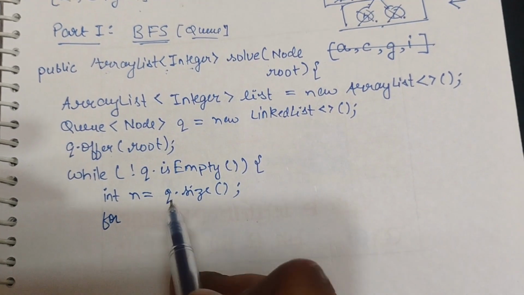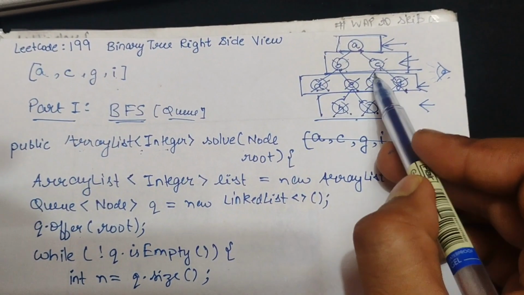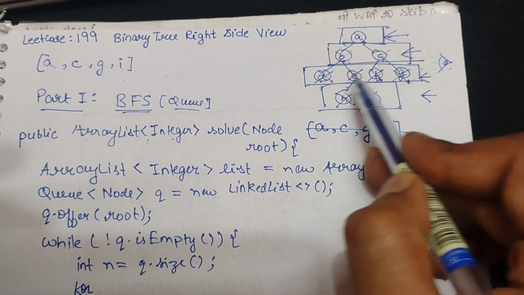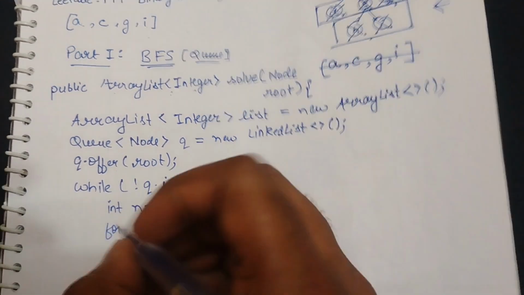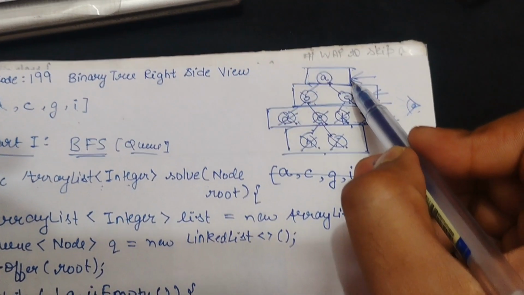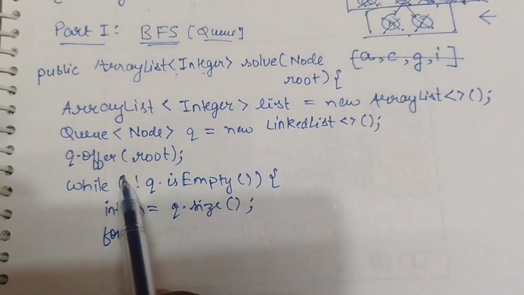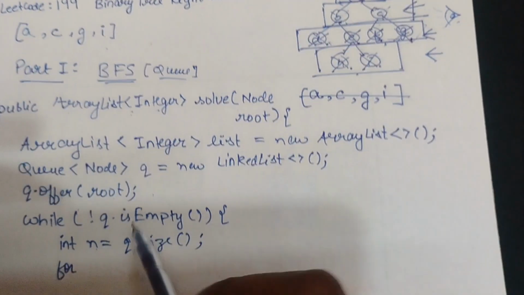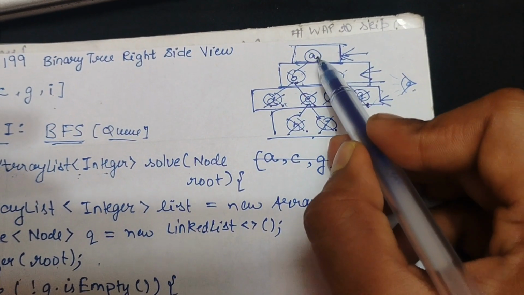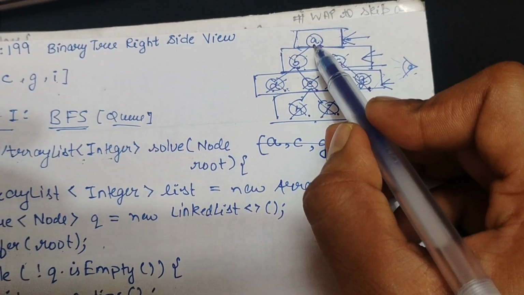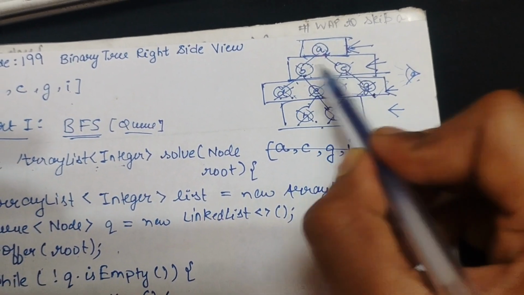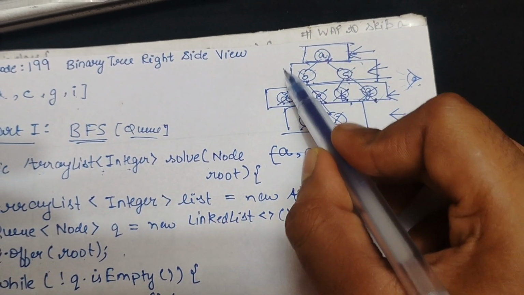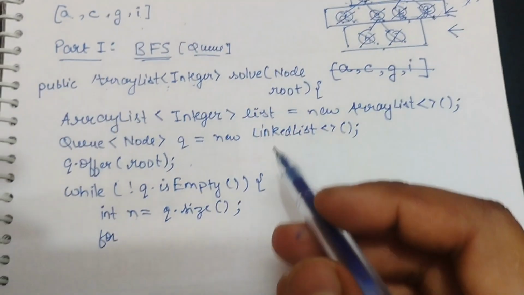This n means the number of nodes in a particular level. Number of nodes in the particular level means the size. Here, initially I have added queue dot of root, so the size is 1. Now when I'll put all the left and right node in the queue, the size will become 2, right? You can see over here.